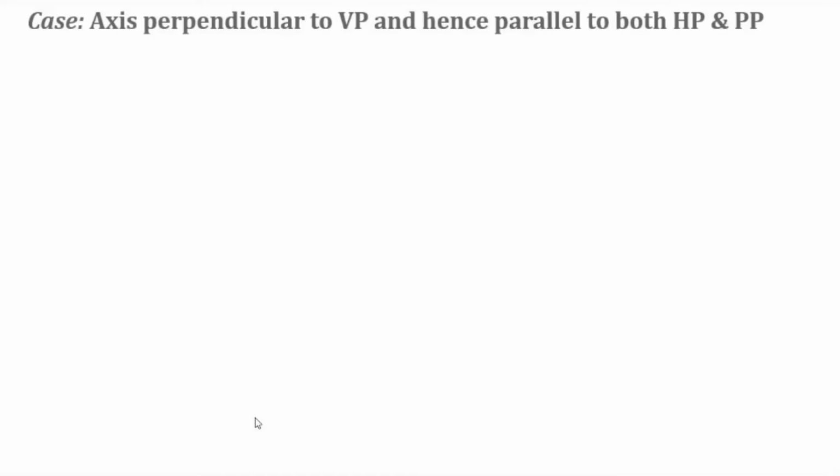Okay, let's continue from where we stopped yesterday. So another example. In this case, the axis is perpendicular to the VP and hence parallel to both the HP and PP. Such a problem we have already done, but this is slightly different.